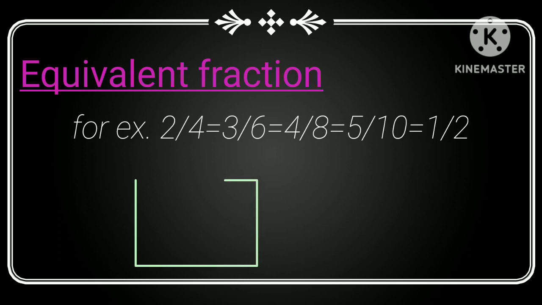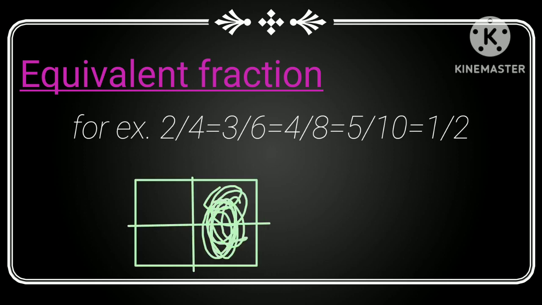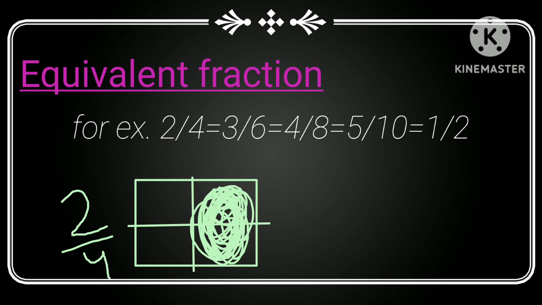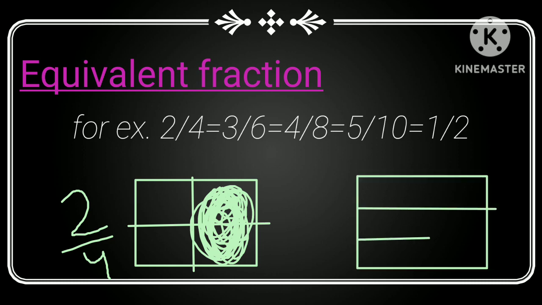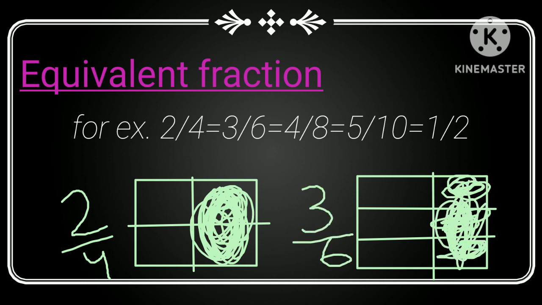See, what does 2 by 4 mean? 2 by 4 means you have taken a square and you cut it in 4 equal parts, then you have filled 2 parts out of 4. Now, what does 3 by 6 mean? 3 by 6 means you have taken the same square and you cut it in 6 equal parts. Out of these 6, you have filled 3 parts.